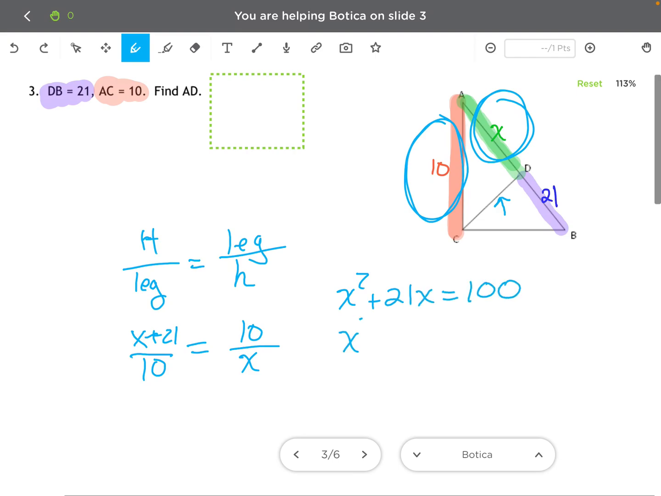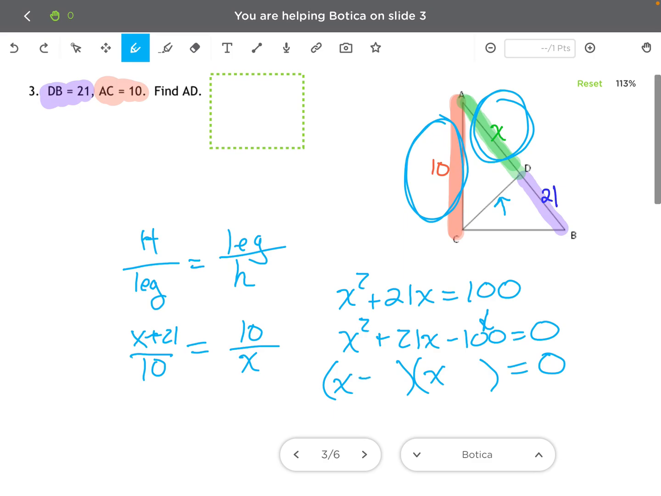Subtract 100 from both sides. This is a quadratic. Quadratics you always want set equal to 0. Try to factor it down. Again, please practice this guess and check method. So X times X is X squared. What multiplies to make negative 100? Negative 25 and positive 4. And then check it, of course it works. So X is 25 and X is negative 4. Of course we can't have a negative side length, so we're going with X is 25. So this piece from A to D is 25.